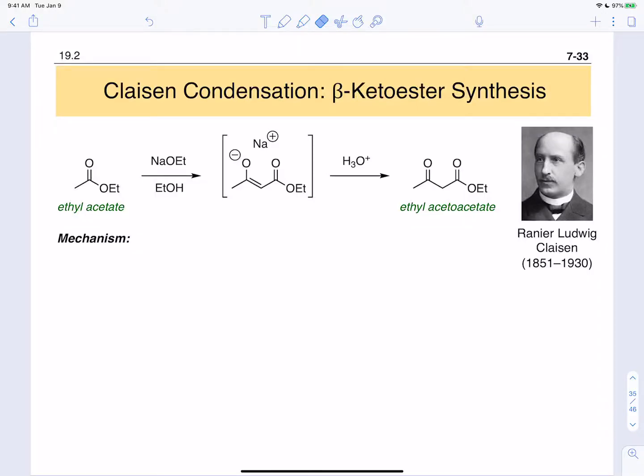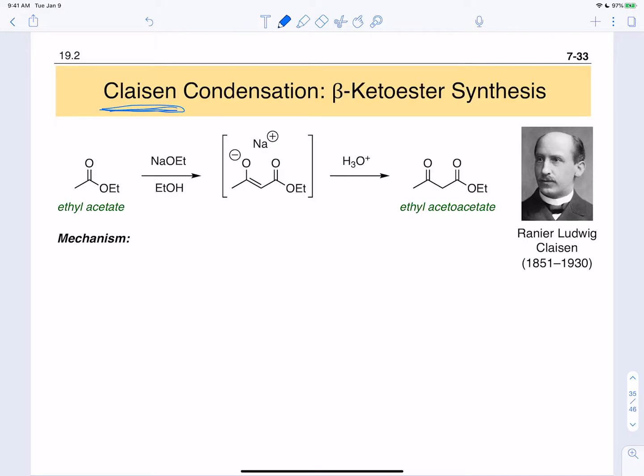So we've learned quite a bit about the reactions of alpha-beta unsaturated carbonyl compounds and their reactions with beta-keto esters and beta-diketones. Now we need to learn how to make some of these beta-carbonyl systems. So one way to do this is called the Claisen condensation. So we see our gentleman Claisen came back again.